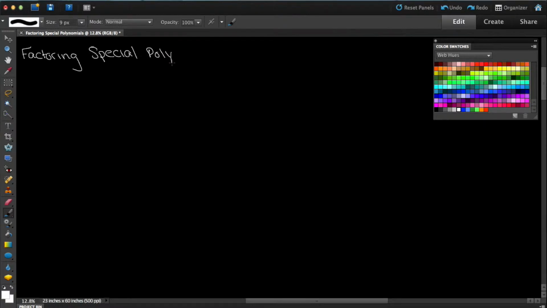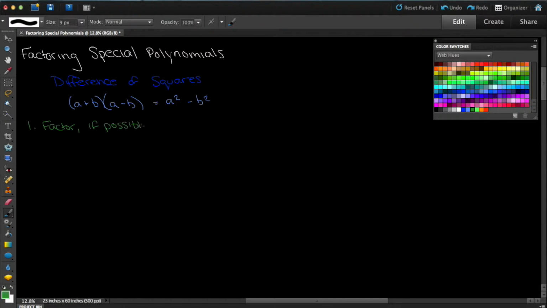Factoring special polynomials. Let's start with how to factor the difference of squares. This follows the formula (a + b)(a - b) = a² - b². Let's do a few examples. For each, factor if it's possible.